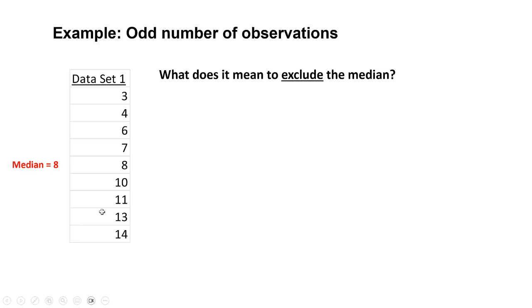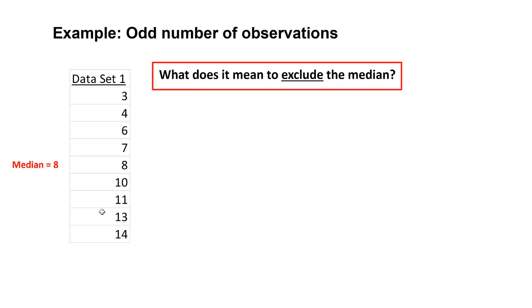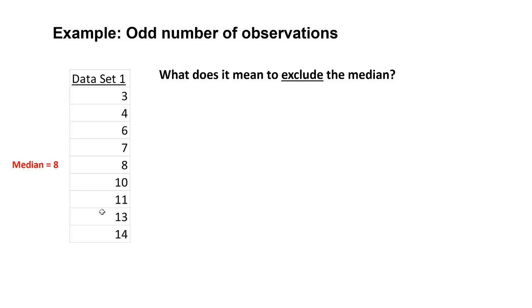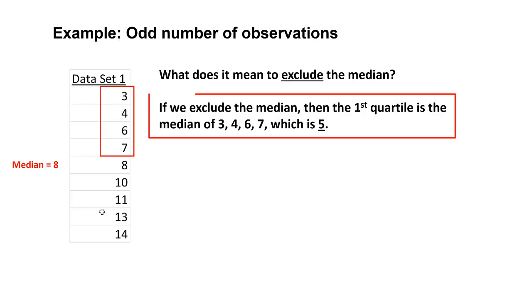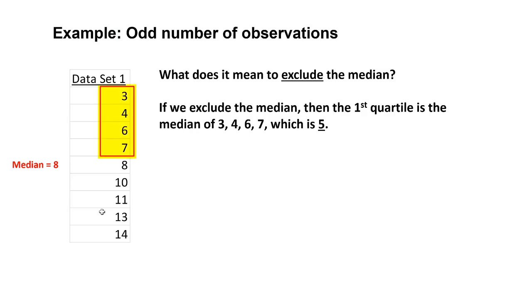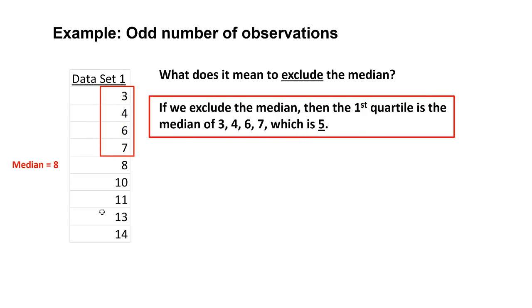Okay, so what does it mean to exclude the median? Again, here we're talking about an odd number of observations. In data set 1, we have 9 observations. If we exclude the median when we calculate the first quartile, we're just considering these 4 numbers: 3, 4, 6, and 7. And for an odd number of observations, the first quartile is just the median of those 4 numbers, which is 5. It's the middle value between 4 and 6.